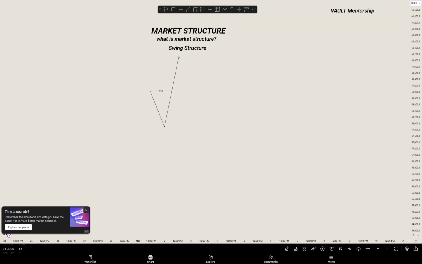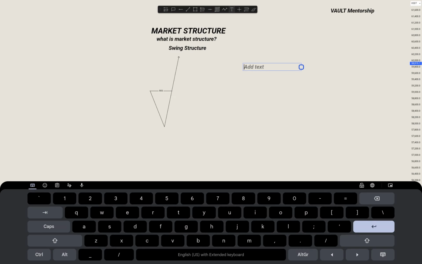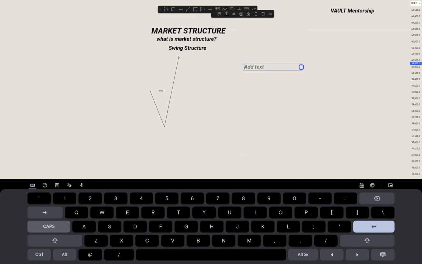Now, when we have properly identified our swing structure, we want to introduce the use of premium and discount levels. Premium and discount levels. We have premium.